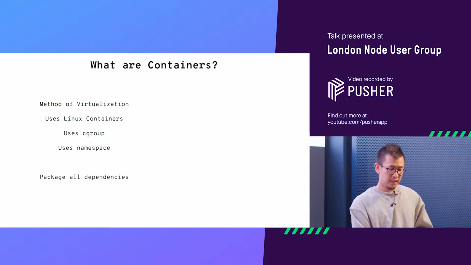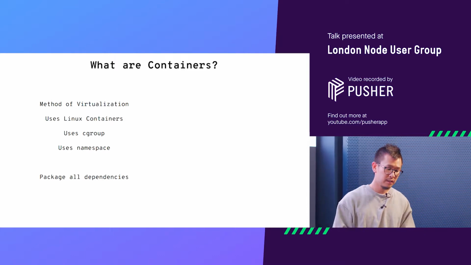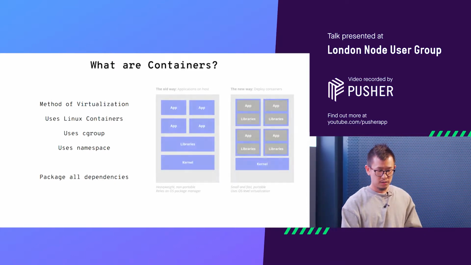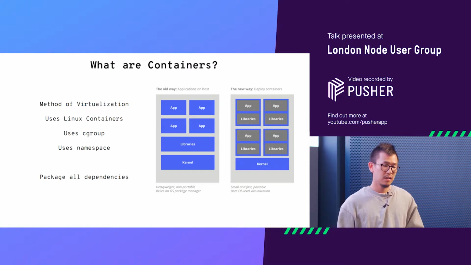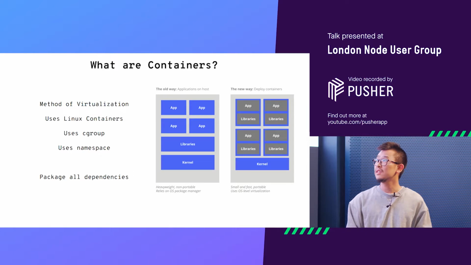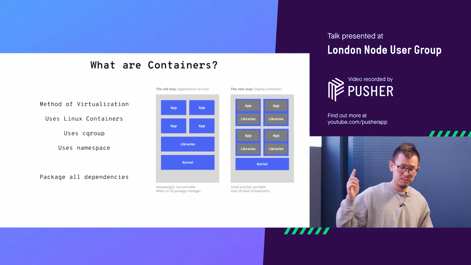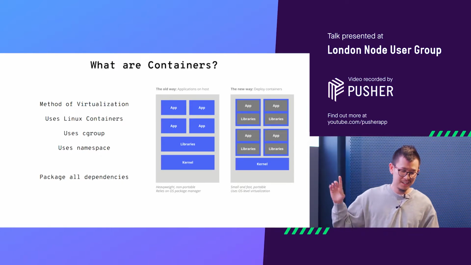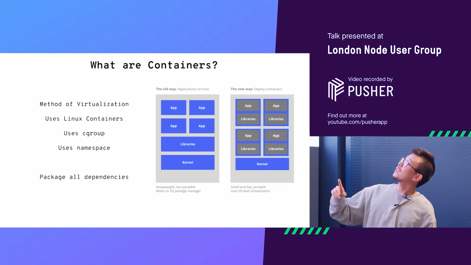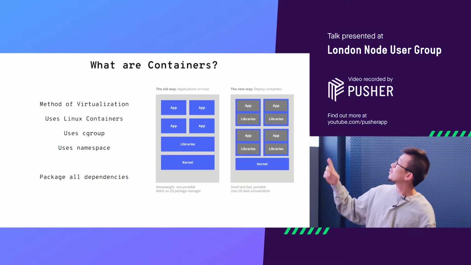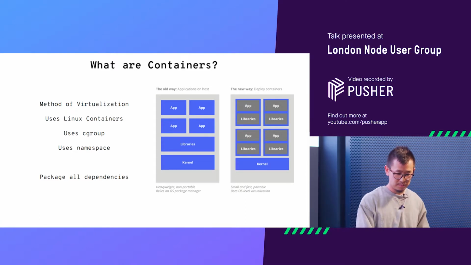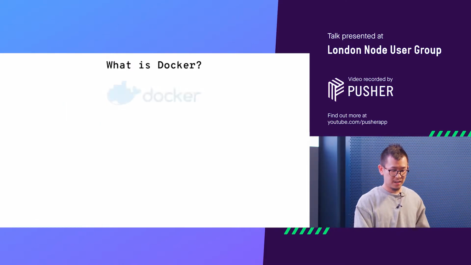And what you can do with containers is you can package everything, all your dependencies, inside a container, so that when you run your application, all you have to do is run the container. You don't have to install any additional libraries. So this is just a diagram I got from somewhere. I should really attribute the image, but I didn't, of the difference between running applications on your machine versus in containers. So what is Docker?